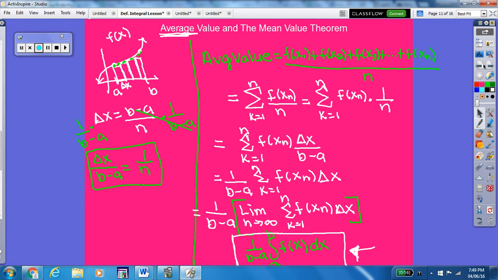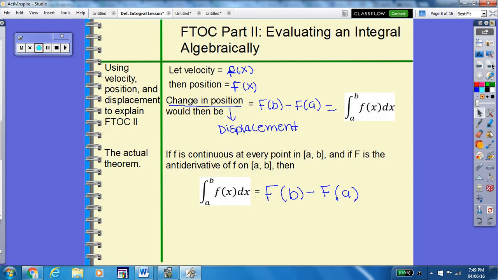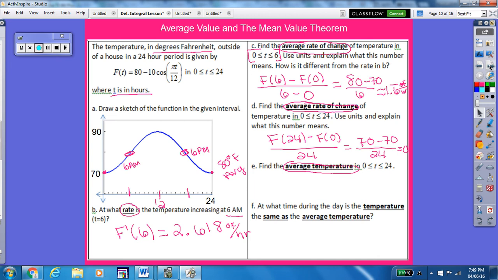Let's go back to that guy. All right, so it says find the average temperature. Well, if we use the formula, we would say take 1 divided by the width of the interval. In this case, it would be 24 minus 0, so that would be 24. And the integral from 0 to 24 of the function that you're working with, f of t, dt.